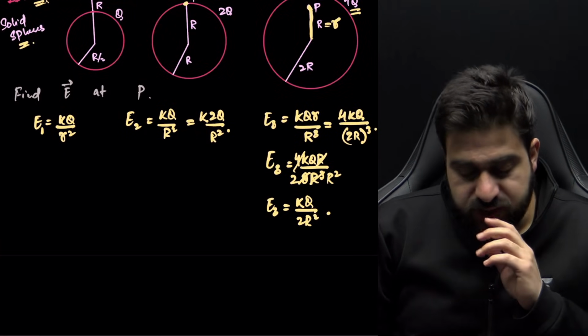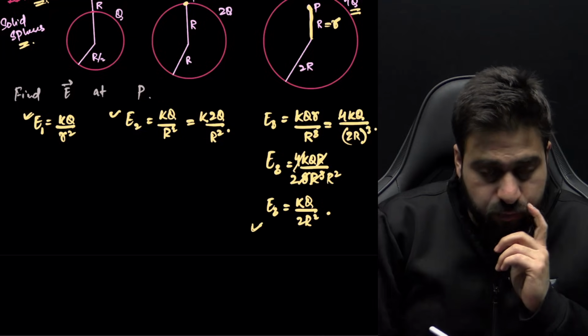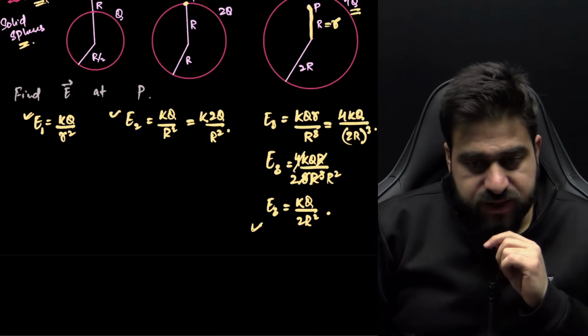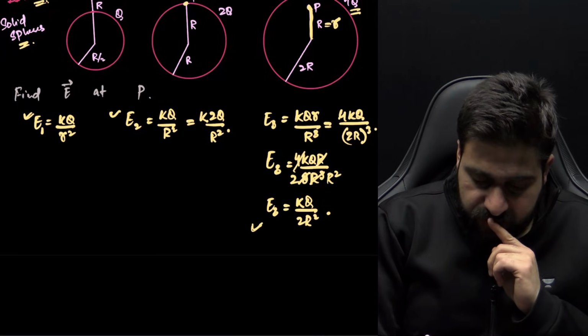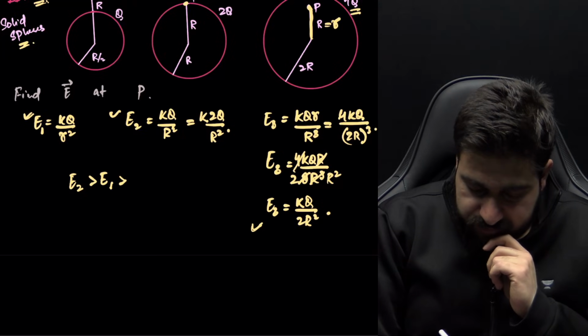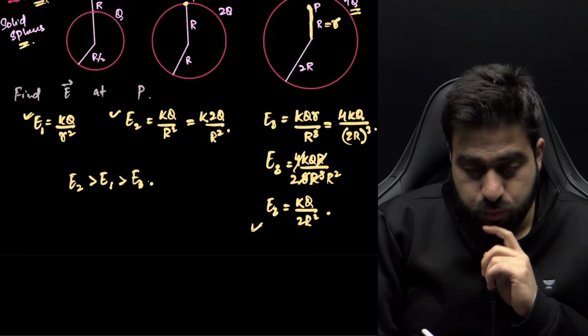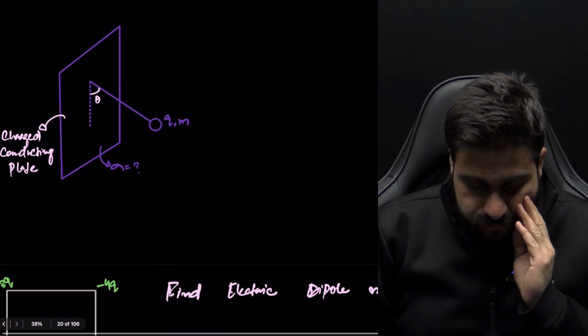Now, guys, this is the electric field at point 3, electric field at point 2, electric field at point 1. If I ask where the electric field is more, the electric field is more at 2, then more at 1, and then less at 3. This was the question which you were supposed to solve.